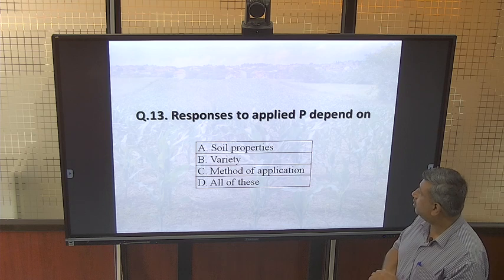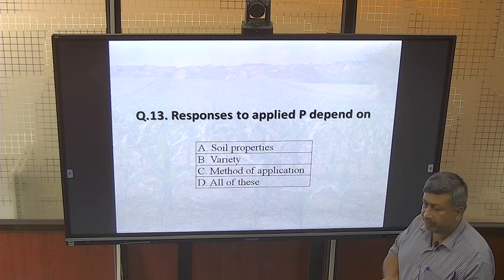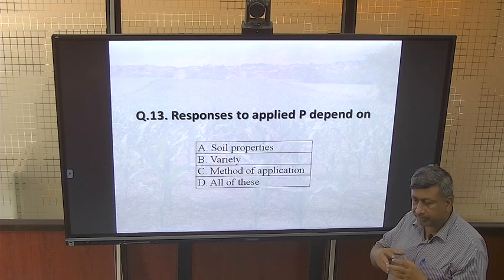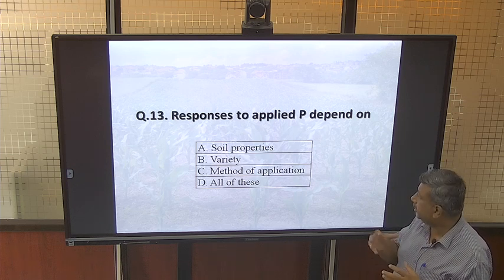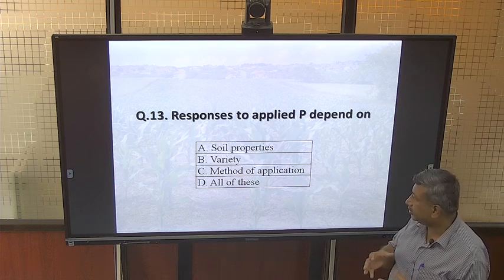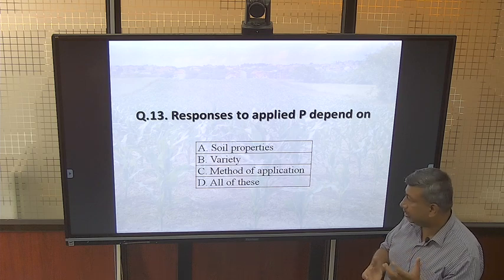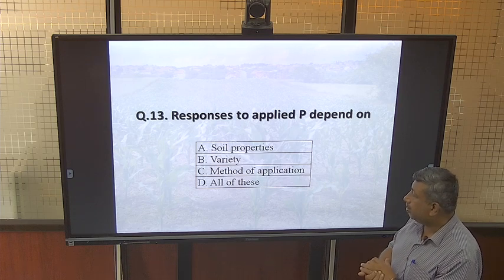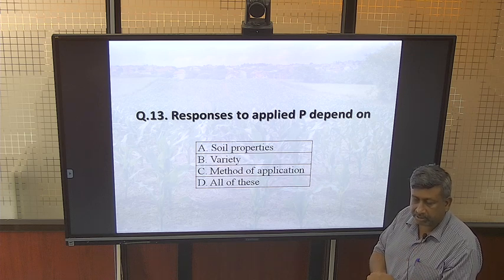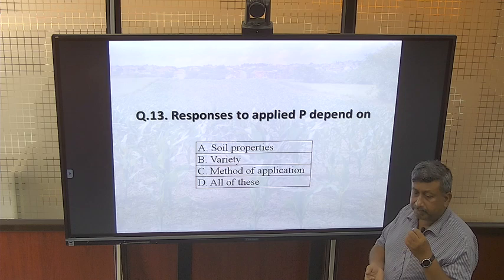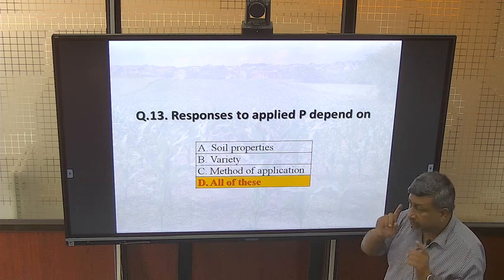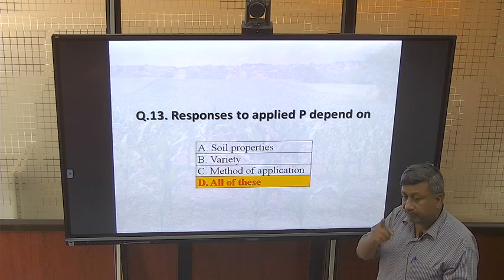Next question is response to applied P depends on. Whenever we apply phosphorus, how its absorption or utilization by the crop depends on soil property, whether it is clay, sandy, coarse texture, fine texture, variety, short duration, long duration, hybrid, composite, method of application, or whether we are applying split application or spot application, or band application or broadcasting, or all of these. So, soil properties are very important, because in clay soil phosphorus gets fixed.